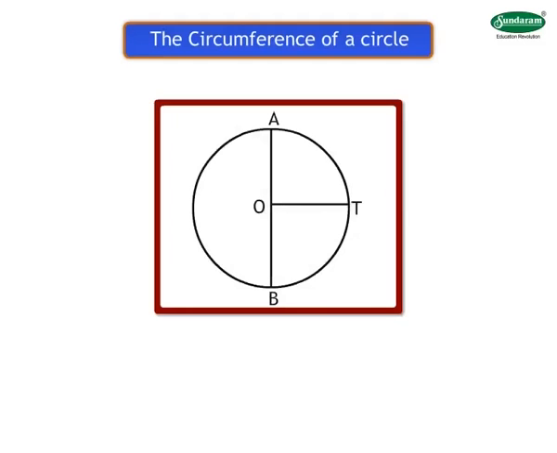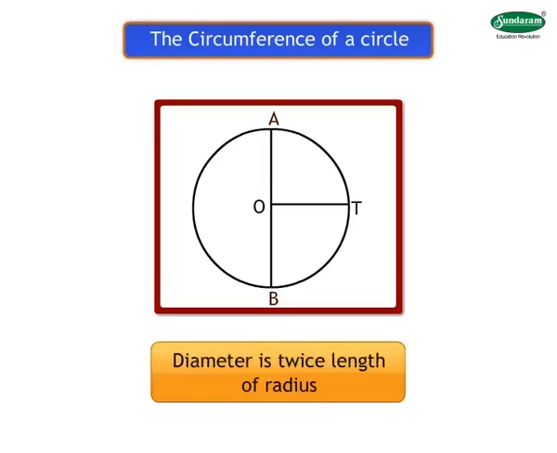We can see a circle with center O. Segment OT is the radius of the circle. As we can see, length of segment AB is equal to 2 times length of segment OT. It means diameter is twice the length of radius.